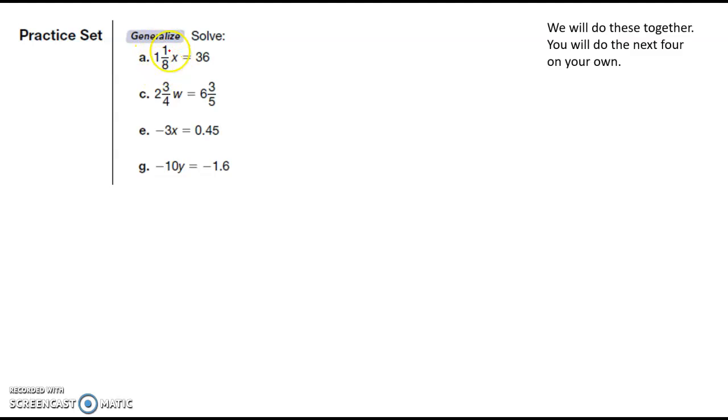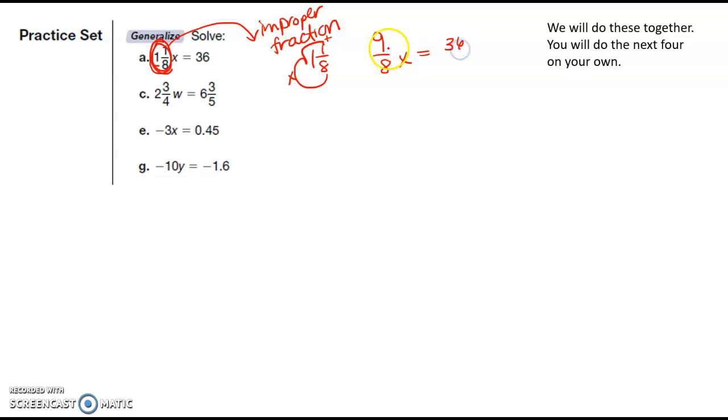So I have 1 1/8 x. The first thing I have to do is make this into an improper fraction. To do that, I popcorn it. So 8 times 1 is 8, plus 1 is 9. So I have 9/8 x is equal to 36.